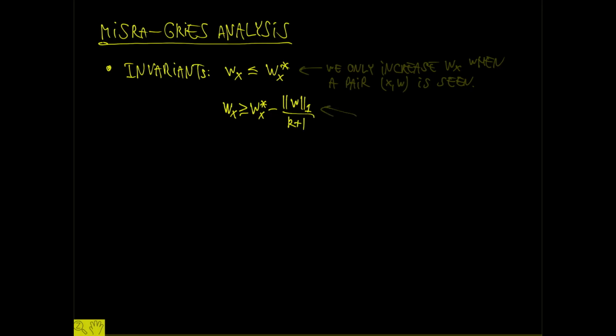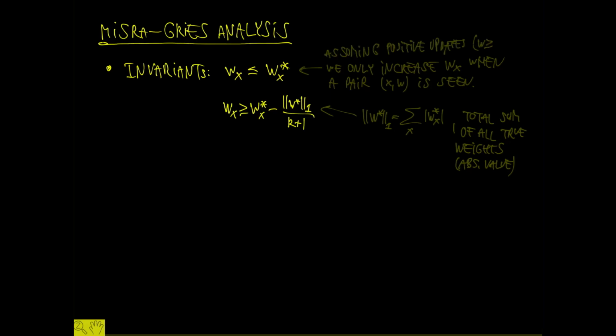Second, we claim that the stored weight cannot be too much smaller than the true weight. The difference is at most the L1 norm of the true weight vector divided by k plus 1, where the L1 norm is defined as the sum of absolute values of the entries. Here we are going to assume that all the entries are non-negative, so the absolute value doesn't really do anything, but that's the general definition. How do we argue for the lower bound on Wx?